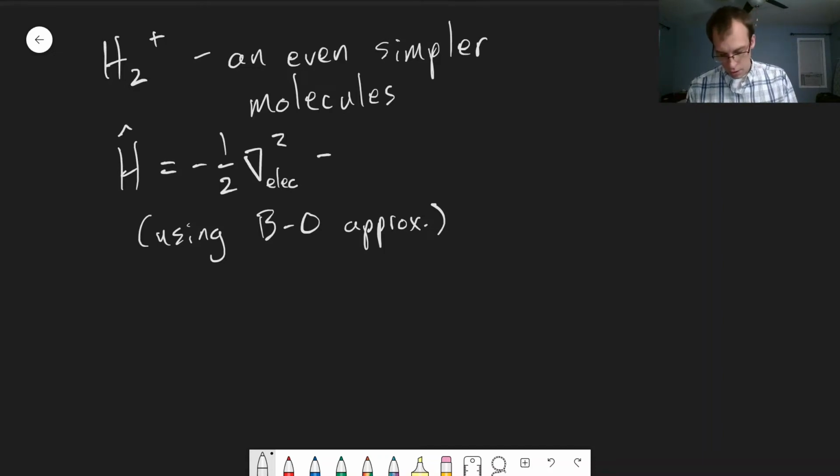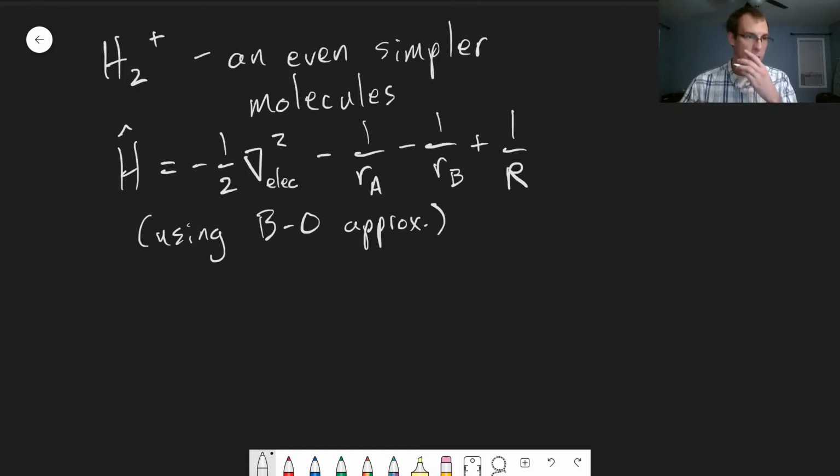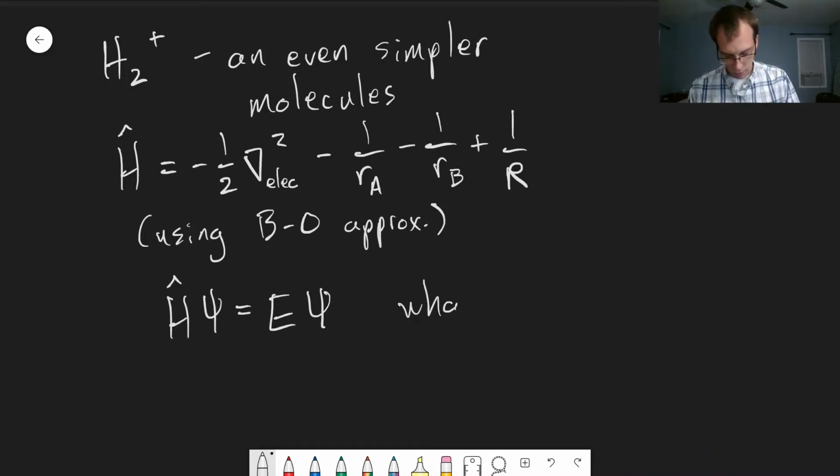All right, so then we'll have an attraction term between the electron and nucleus A, an attraction term between the electron and nucleus B, and then a repulsion term between the two nuclei, and we'll write this as capital R. Again, this capital R being the bond length, the distance between the nuclei. Okay, so then our Schrodinger equation is this, H psi equals E psi, and the question is, of course, what we're always after: what is the wave function? What do the wave functions look like for this?